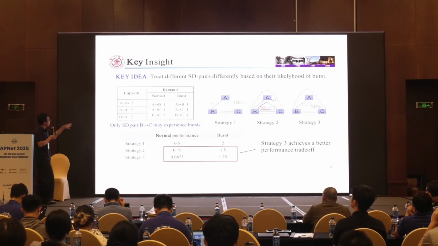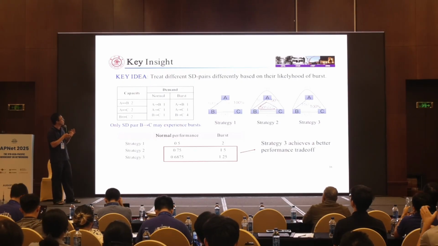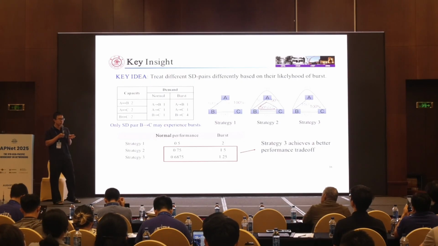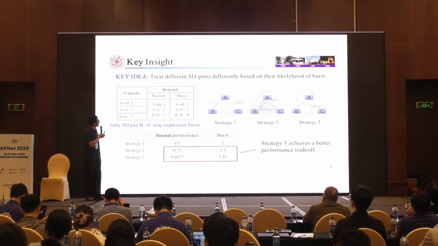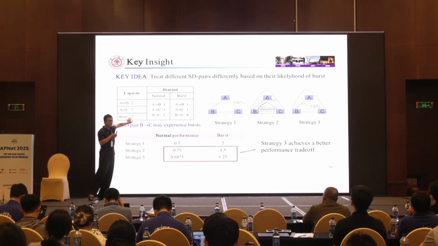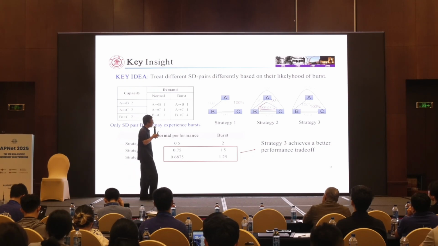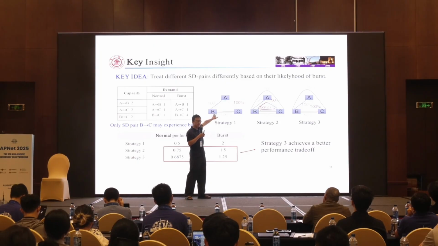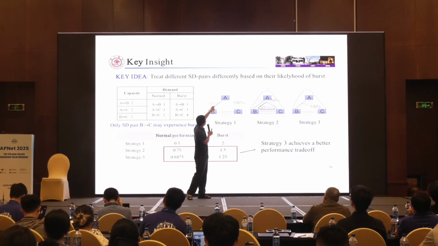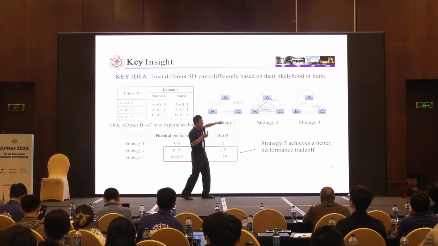So here is our key idea. We want to treat the different source destination pairs differently based on their likelihood of traffic burst. For example, suppose the predicted traffic pattern is 2, 2, 2. If we don't do any optimization for the traffic burst, the TE solution would be this one, where the splitting ratios are always 1.